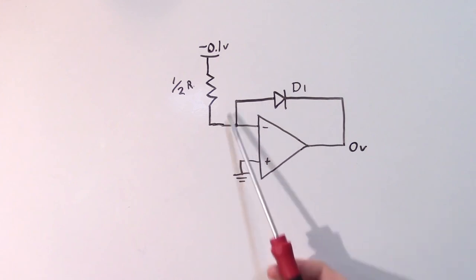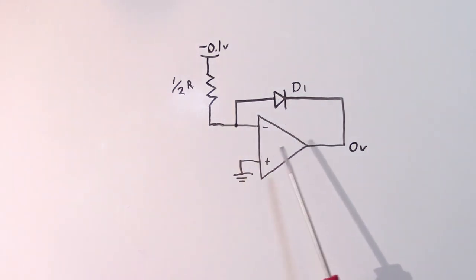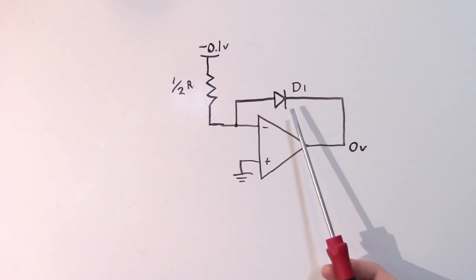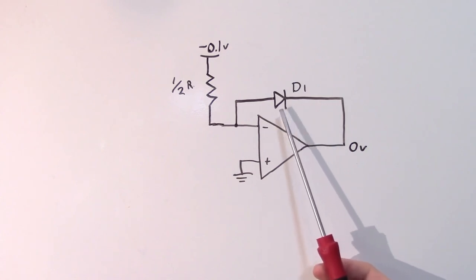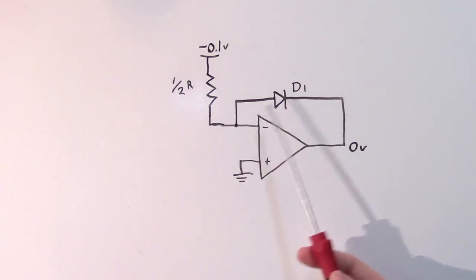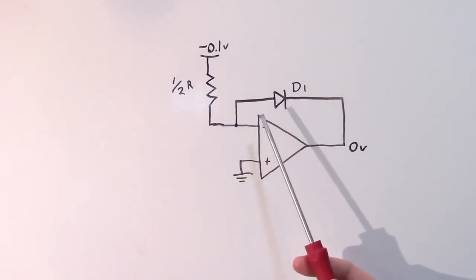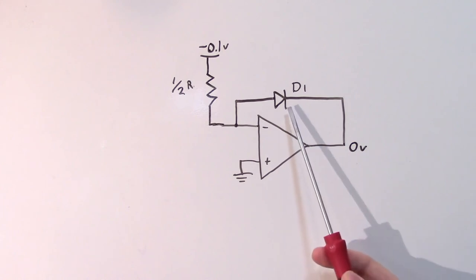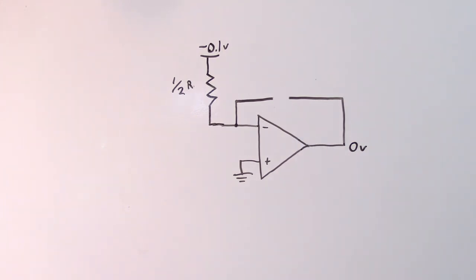But because this point is connected to a negative voltage source, a positive output from the op-amp is going to start reverse biasing this diode. And as soon as that happens, we don't conduct anymore. This diode's shut off, and the op-amp has now cut itself off from the feedback loop. So the op-amp suddenly finds itself in an open loop configuration.